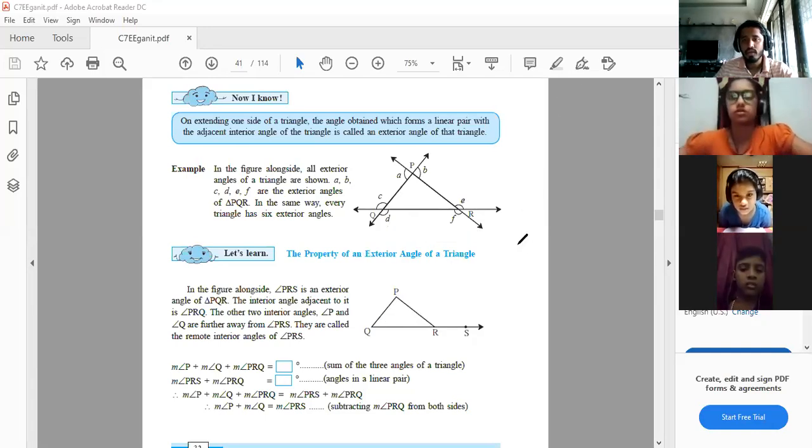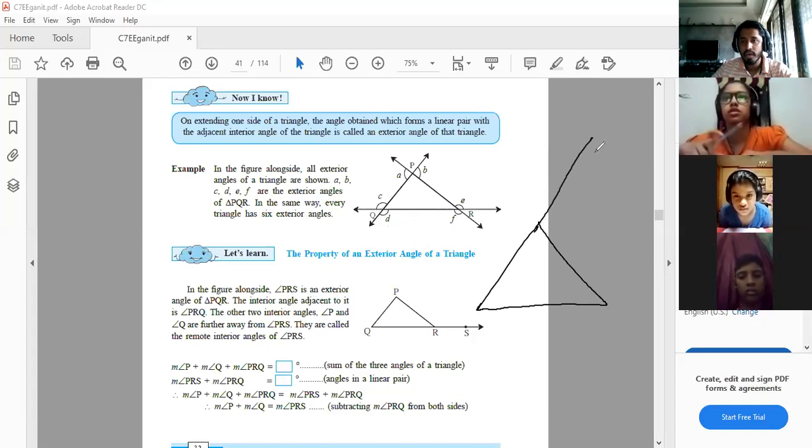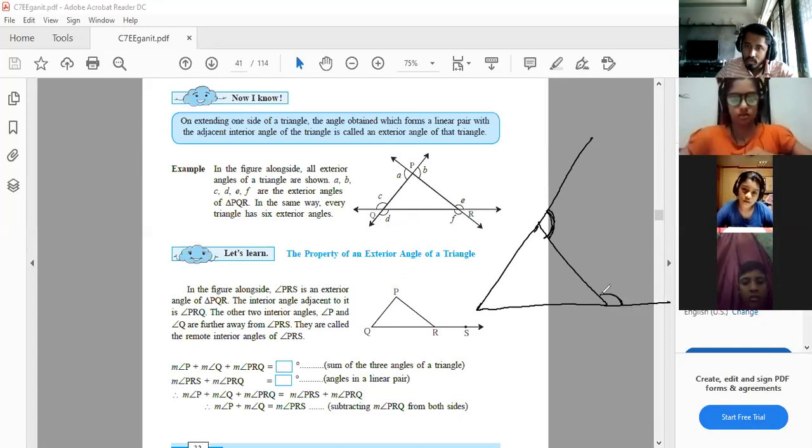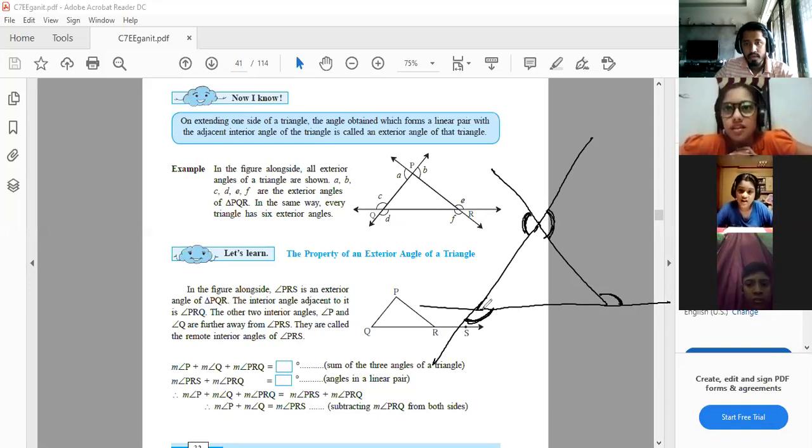Okay, I'll draw some more examples of exterior angle. Suppose I draw one triangle here. Now if I extend this, it is called an exterior angle. Suppose I extend this, so this is called an exterior angle. Suppose I extend this, so this is called an exterior angle.